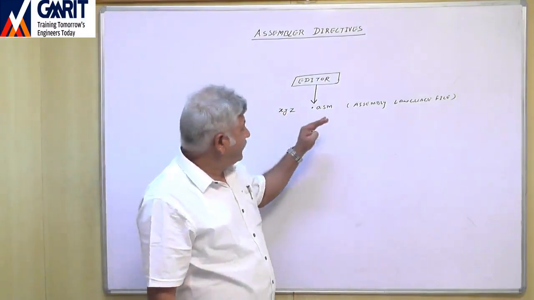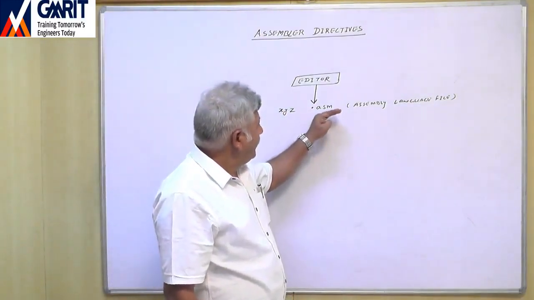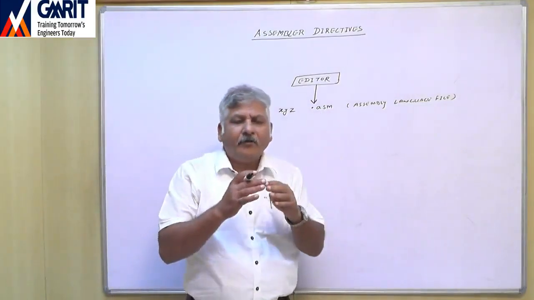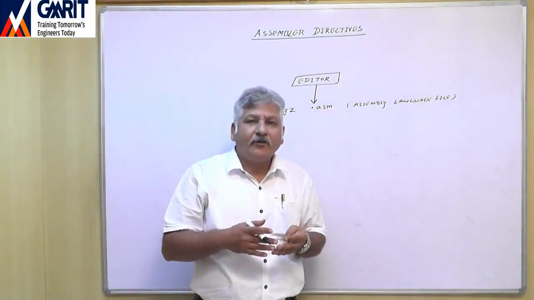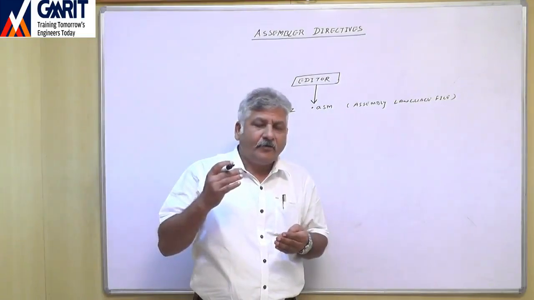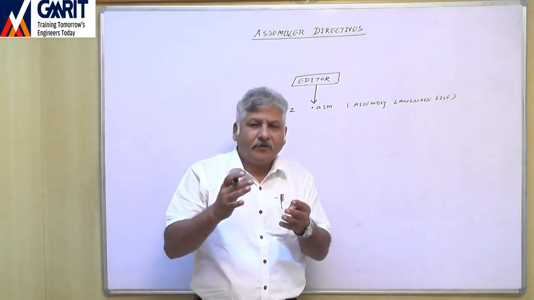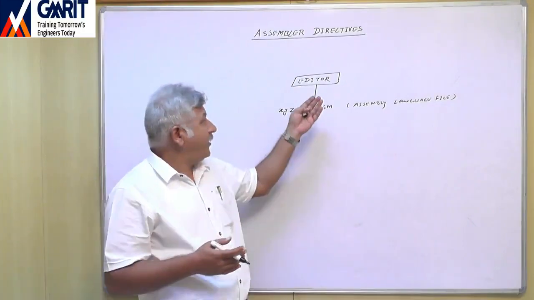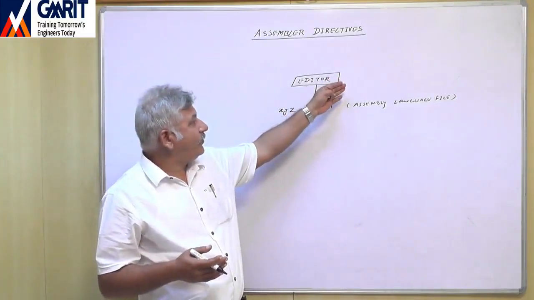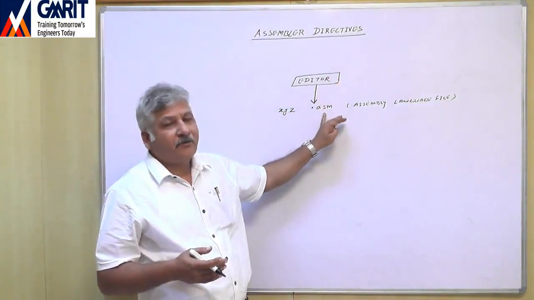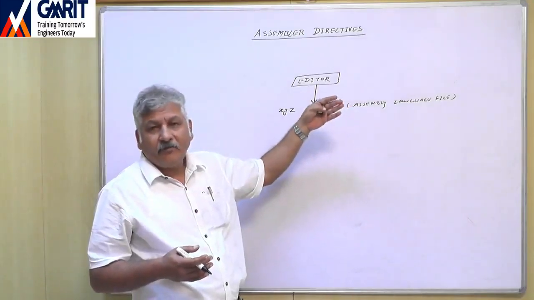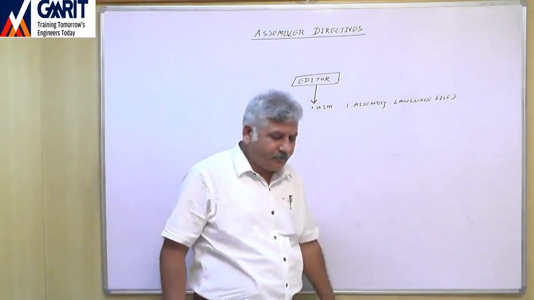Now this file, whatever mnemonics or opcodes we have used, we use those mnemonics to write our program in the editor, and when we save this program, we save it with the extension .asm. So this .asm file will be generated.